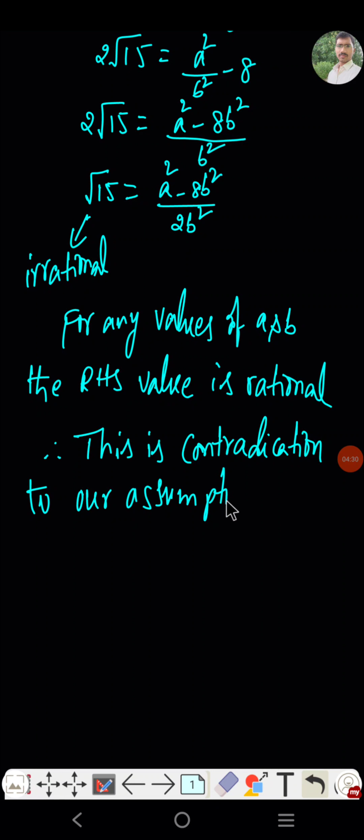What is our assumption? In the starting we assumed one thing, that root 3 plus root 5 is rational. So that is a wrong assumption. Why is it a wrong assumption? Because this is a contradiction to our assumption. Therefore root 3 plus root 5 is irrational.